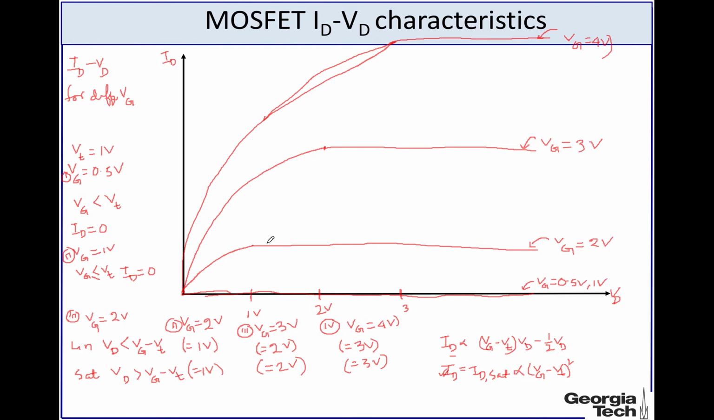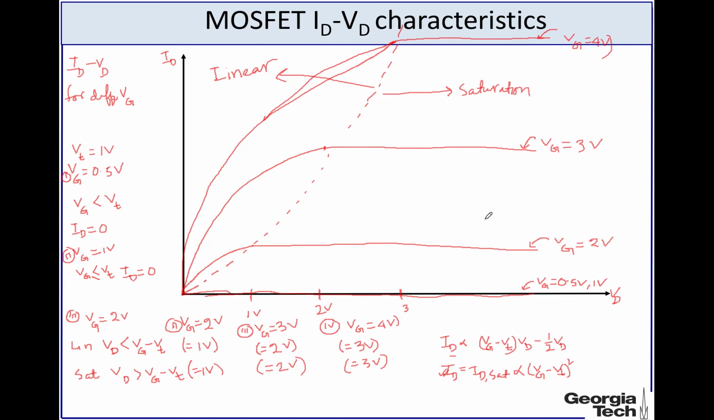All right, so there are a couple of important features that we must take note of. First thing is that there is a boundary here, and on the left of this boundary the transistor is in the linear region, and to the right of the boundary it's in the saturation region.